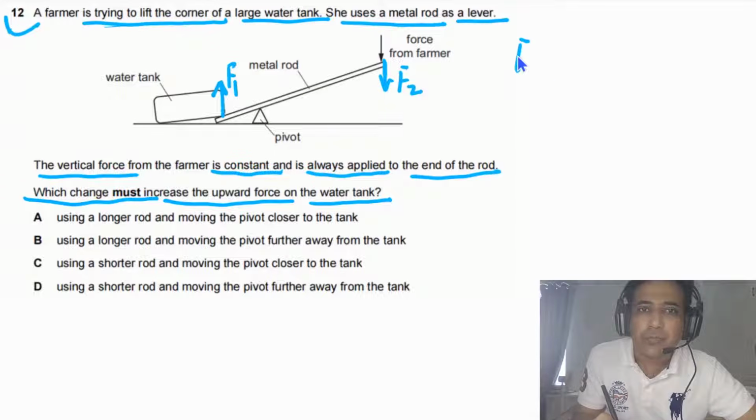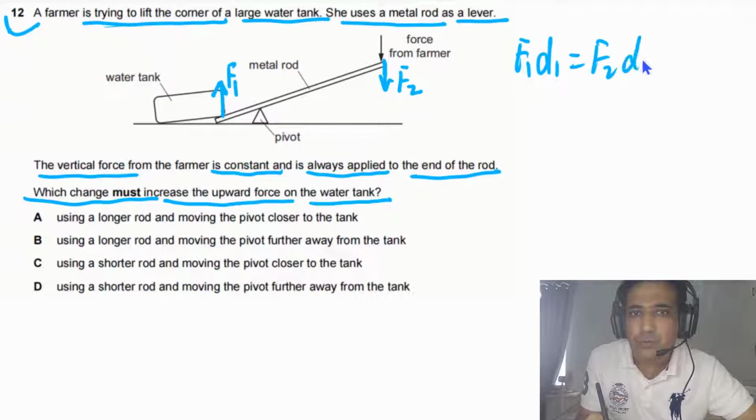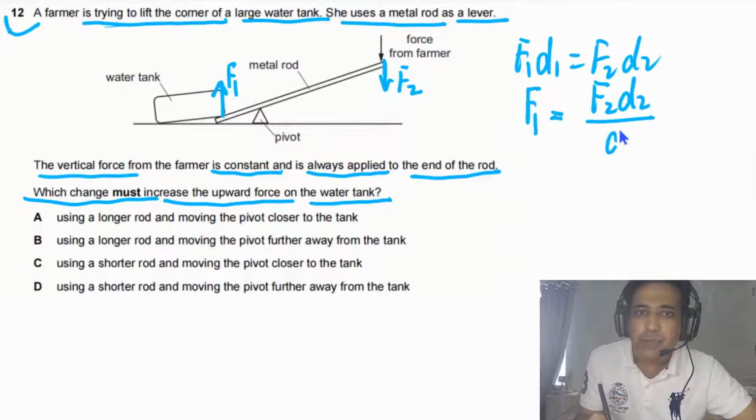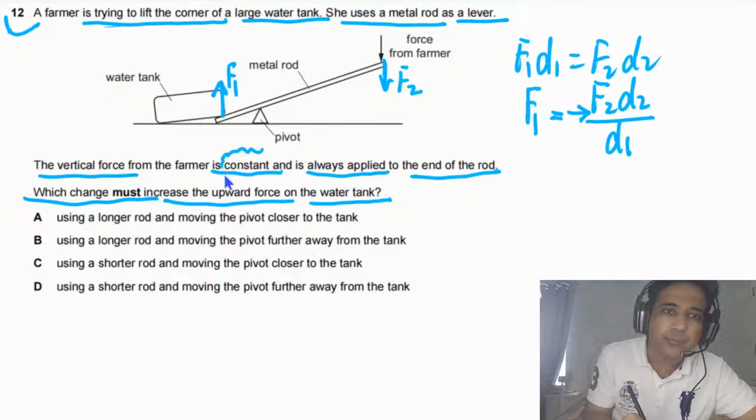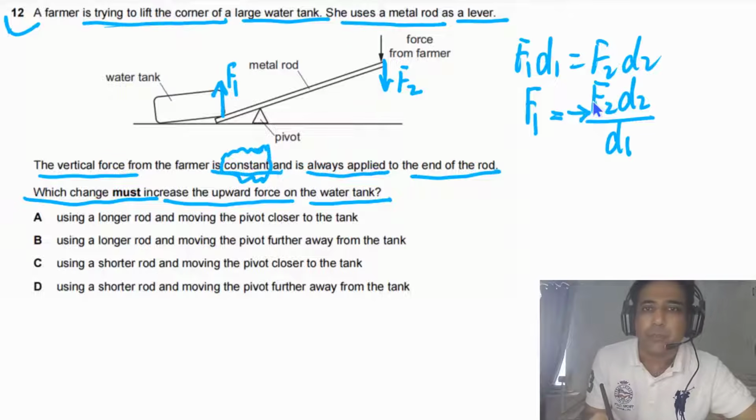So in this case, the product of F1 and D1 has to be equal to F2 D2. We are interested in F1, so we can make F1 the subject. So F1 has to be equal to F2 D2 divided by D1. For this question, it is given to us that F2 is constant because the force from the farmer is constant. So it means F2 is constant.